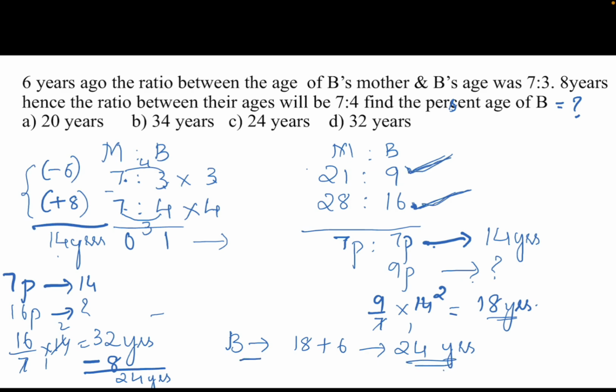So B's present age is how much? 24 years. Okay, so C is the answer. In this way we can balance the ratio and then directly find the answer. This is the shortcut method. Next problem.